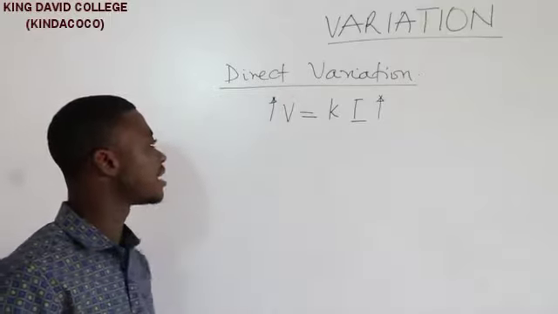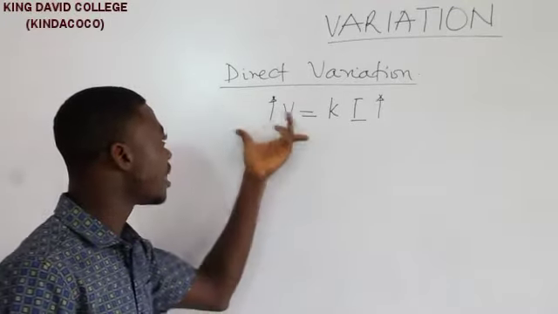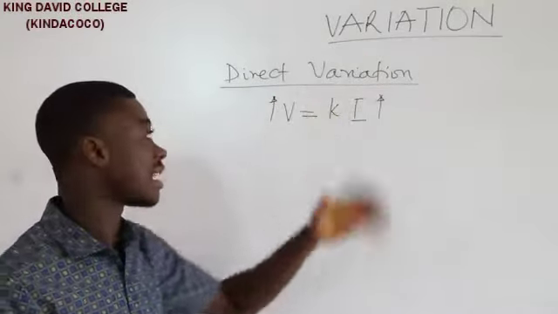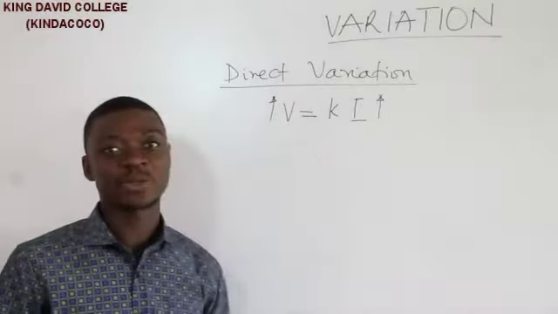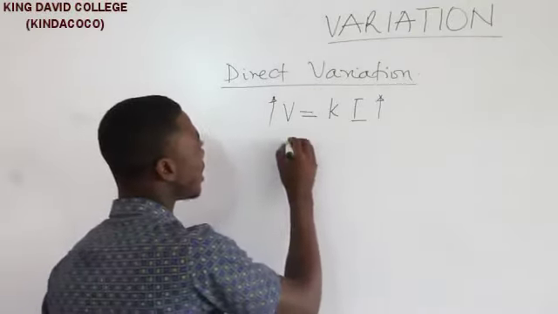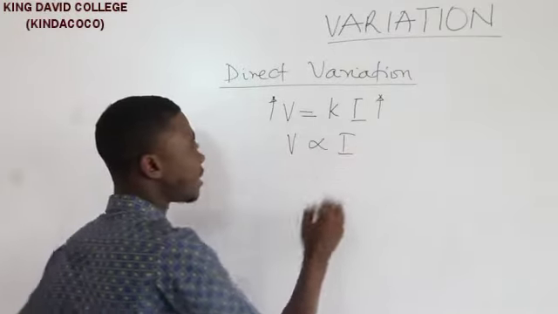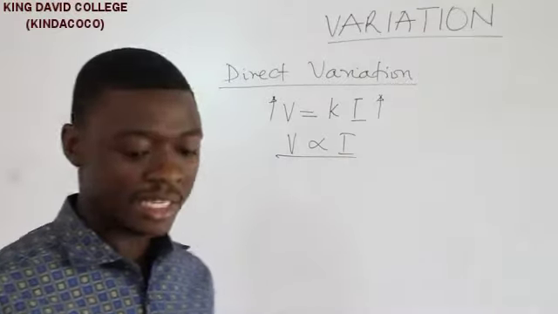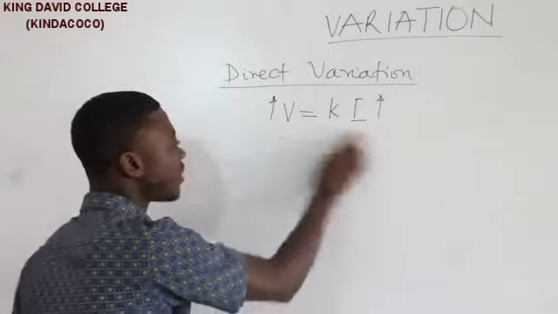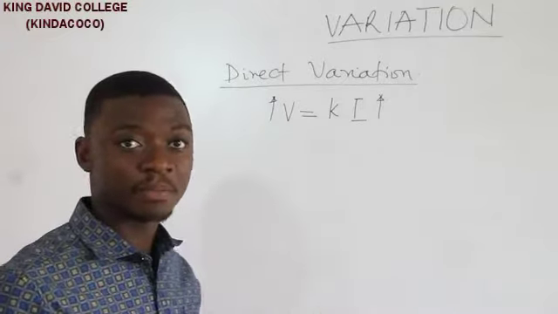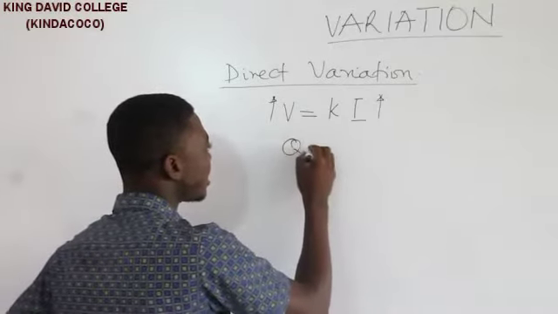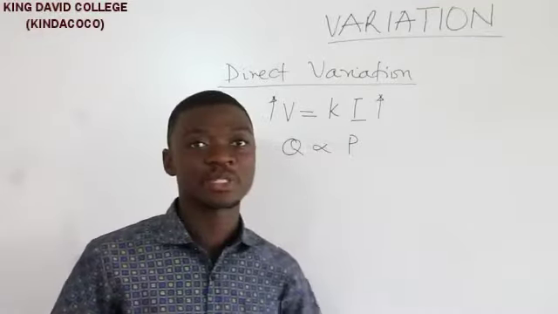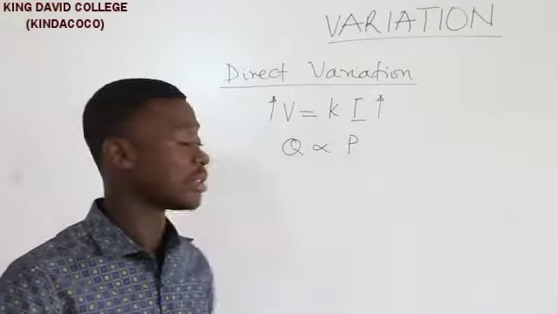In this kind of statement, it would have been V varies directly as I. This is how you write it in a variation format: V varies directly as I. So they are on the same line, and that's a direct variation. In the same way, you can say Q varies directly as P. So when it says direct variation, it's always on the same line, using the variation symbol.